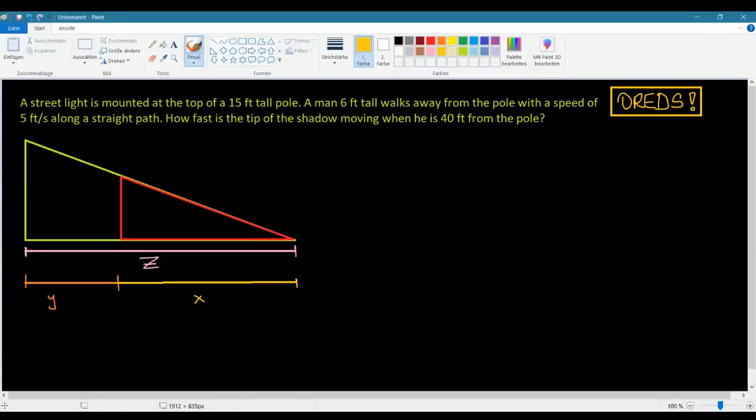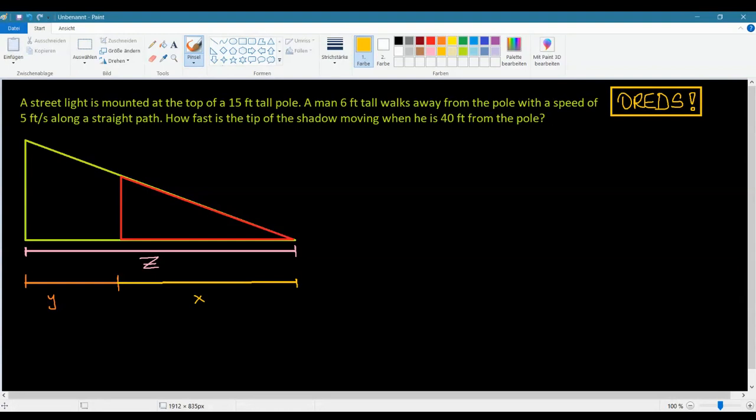Today we're going to do a related rates problem. Our problem states that a street light is mounted at the top of a 15 feet tall pole. Now, a man is 6 feet tall, and he's walking away from that pole with a speed of 5 feet per second along a straight path. So we want to know, how fast is the tip of the shadow moving when he's 40 feet from the pole?